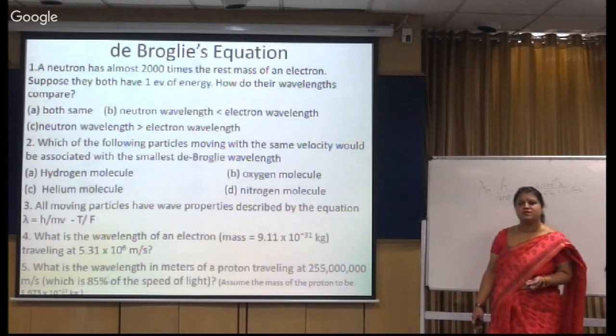Can we write it as 2.55 into 10 to the power 8 meters per second. Okay, so velocity is 2.55 into 10 to the power 8 meters per second. M is 1.673 into 10 to the power minus 27 kg, and the value of h is known to all of you, 6.626 into 10 to the power minus 34 joules second. And hence the value of wavelength can be calculated using the same expression.